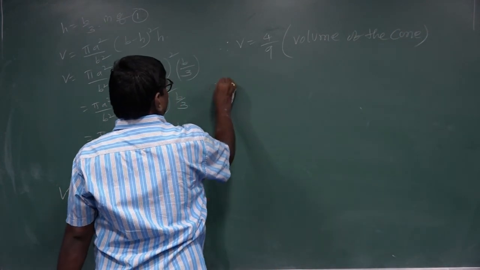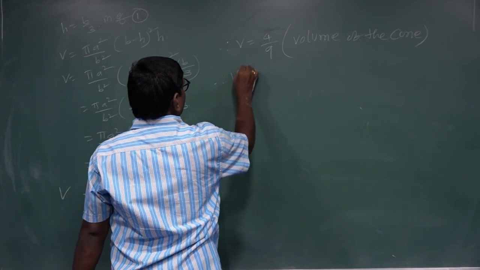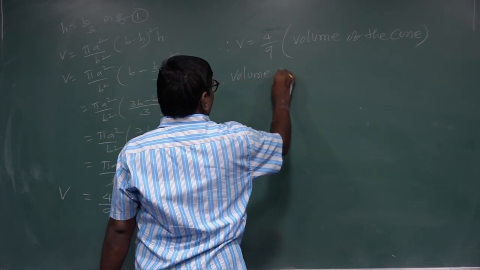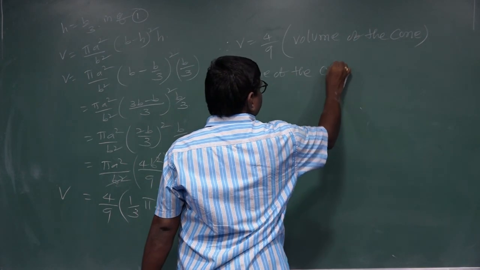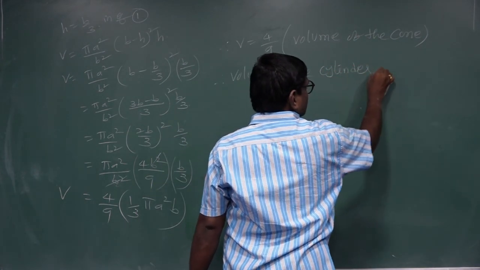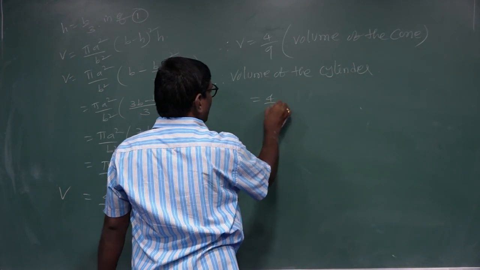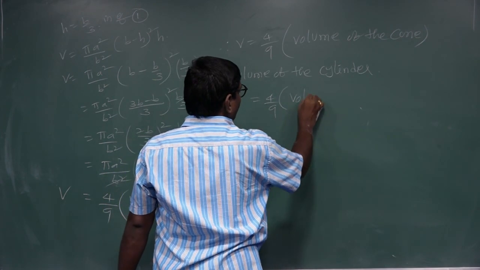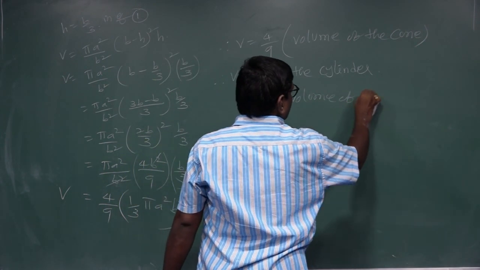Therefore, the volume of the cylinder is equal to 4 by 9 of the volume of the cone.